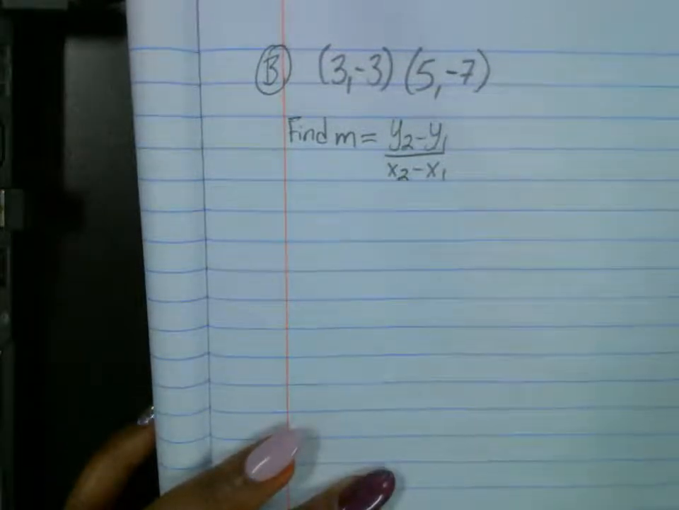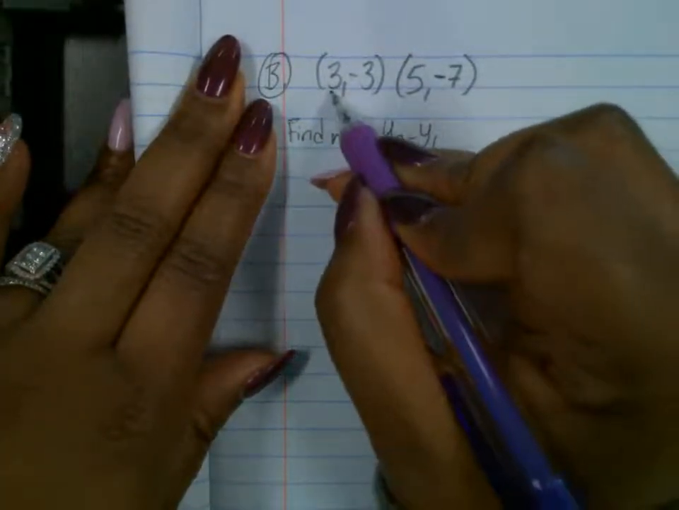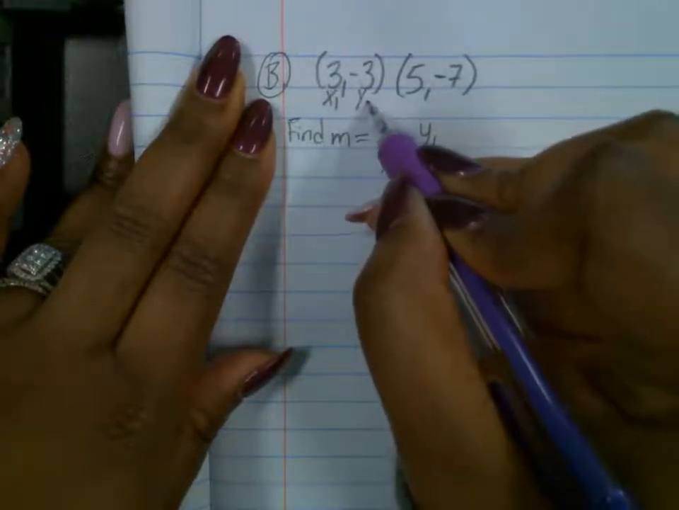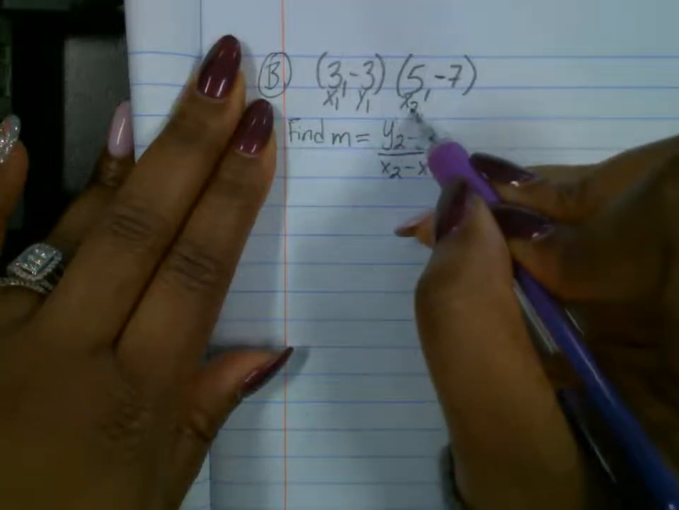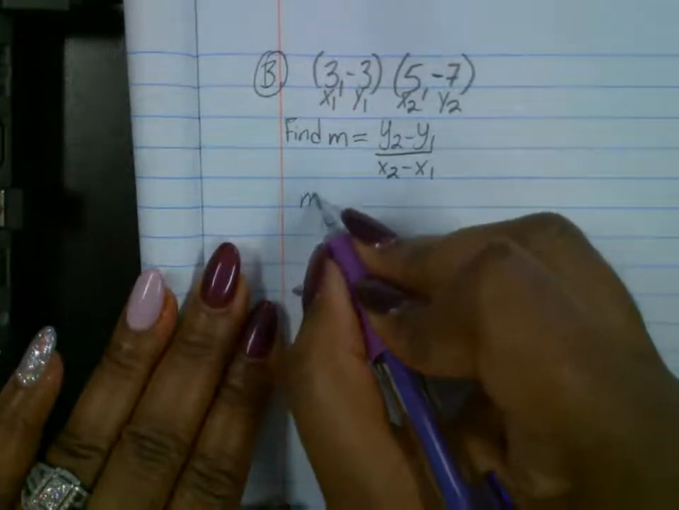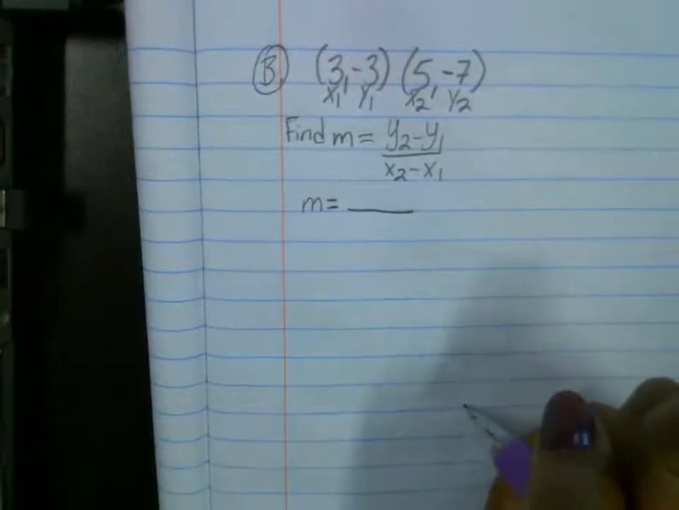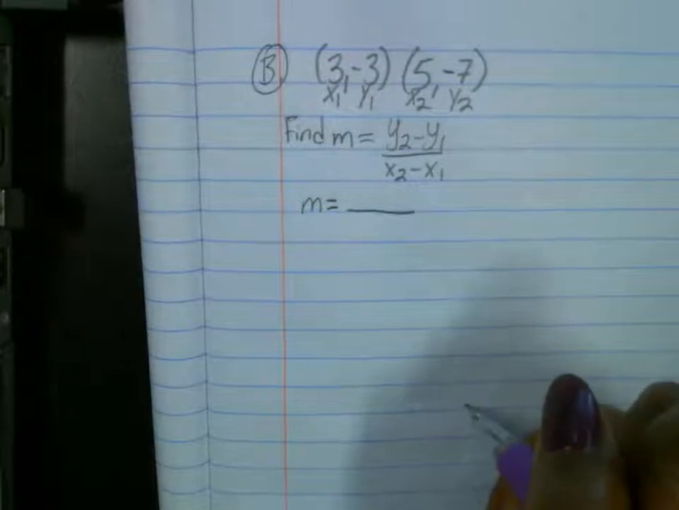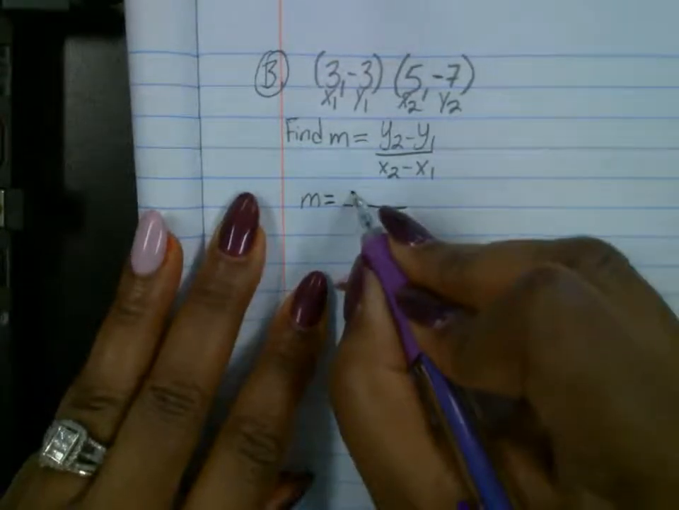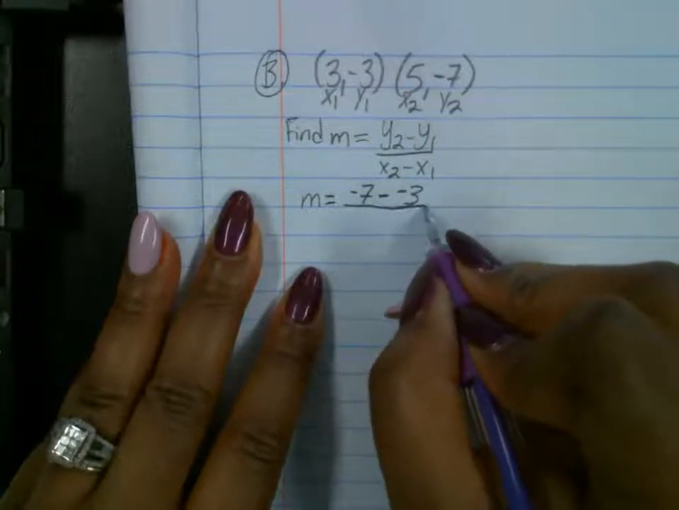Now let's substitute. Okay, let's label the points. What do we label this first 3 as? X1, Y1, X2, Y2. Very good. Now we're going to substitute those numbers into the formula. What goes on the top? What minus what? Negative 7 minus negative 3. Great job.